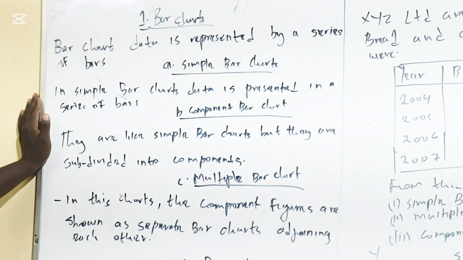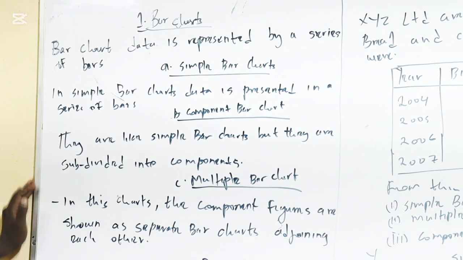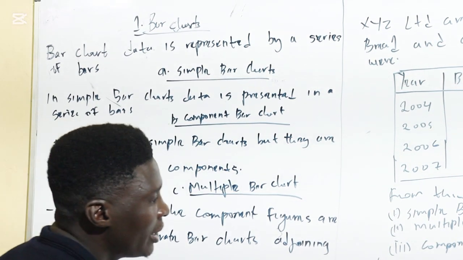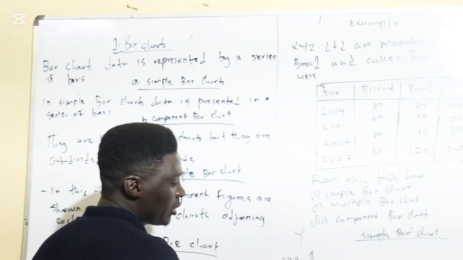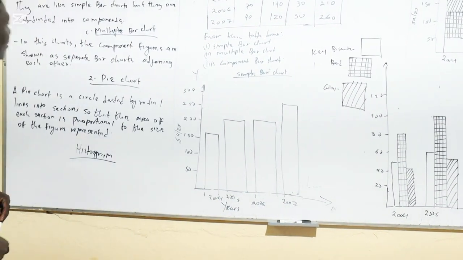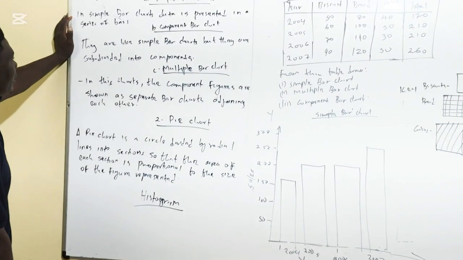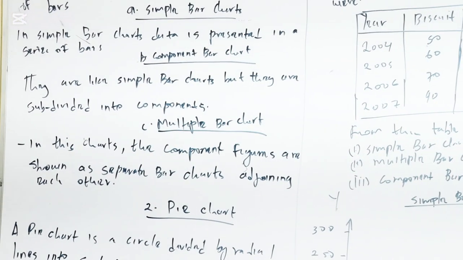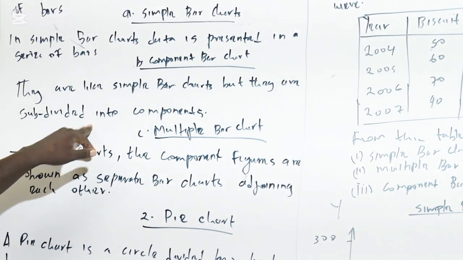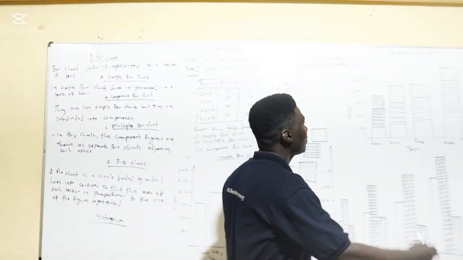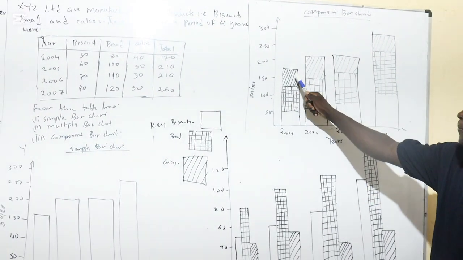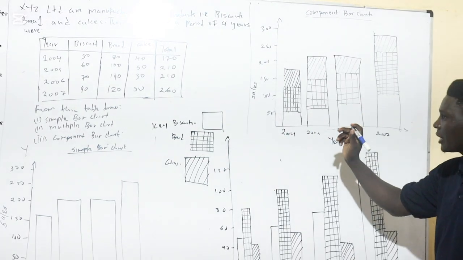Now in simple bar charts, data is represented in a series of what? Bars, just a single series. For example, this is an example of a simple bar chart. So the single bars, these are what we call the bars. Then the component bar chart is like a simple bar chart, the same category, but with component bar charts, they are subdivided into components. So this is what we call a component bar chart. You see the same single bar, but they are now subdivided into what? Components. So we have component 1, component 2, and component 3.